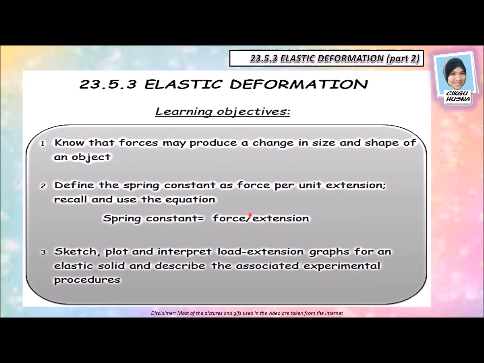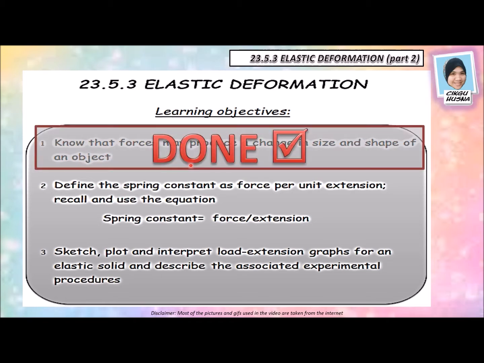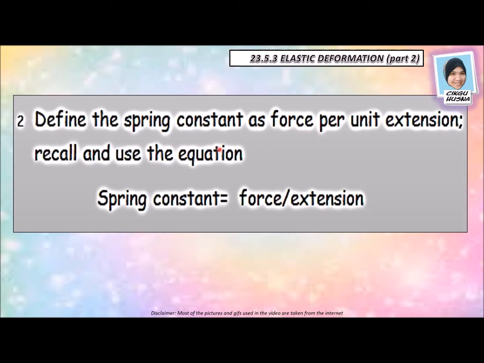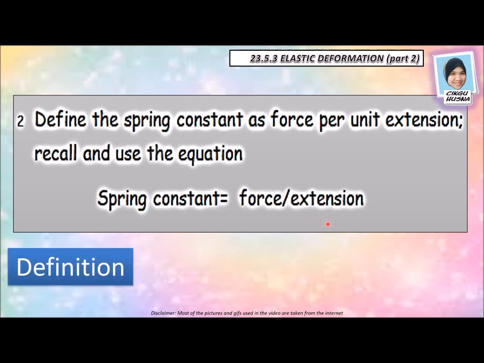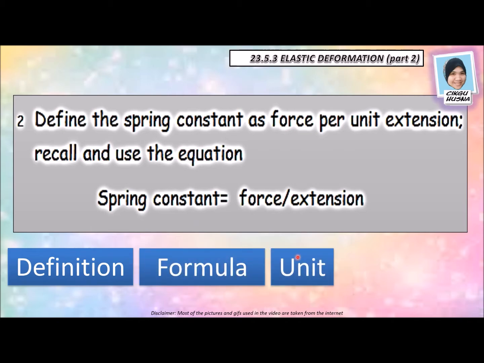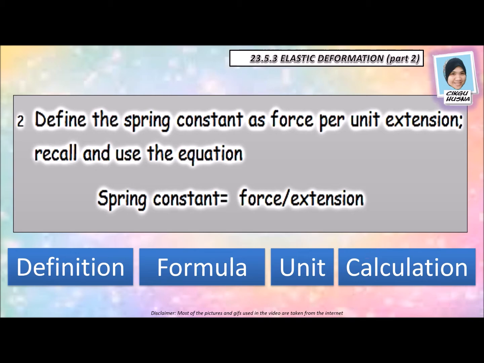We have already covered the first learning objective, so we'll be covering the second objective for this lesson. For the second learning objective, students should be able to define the spring constant as force per unit extension, and recall and use the equation spring constant equal to force over extension. So here, we'll be learning the definition for spring constant, the formula, the unit, and also on calculation.